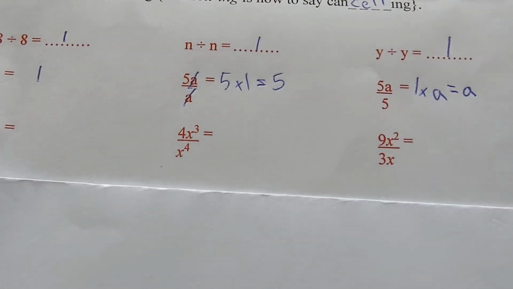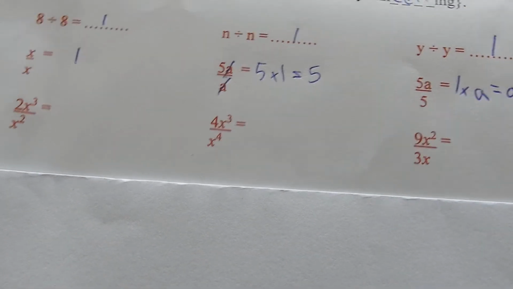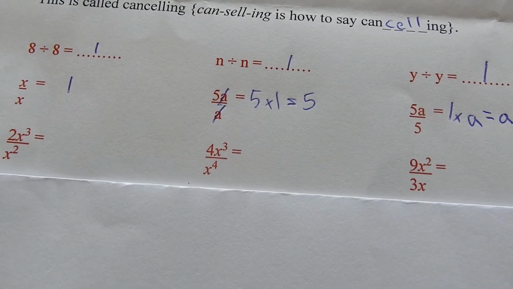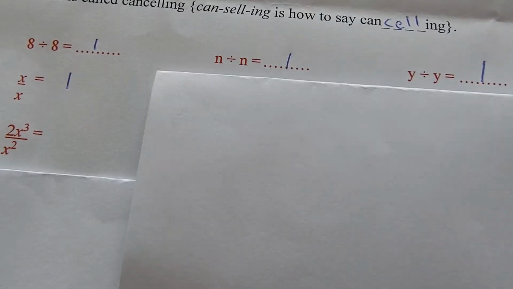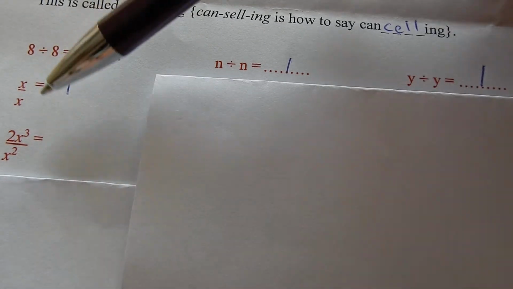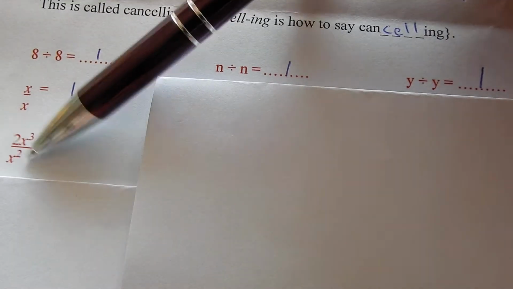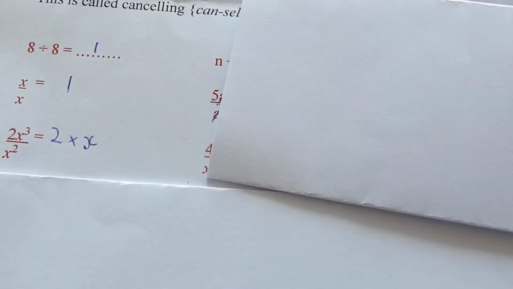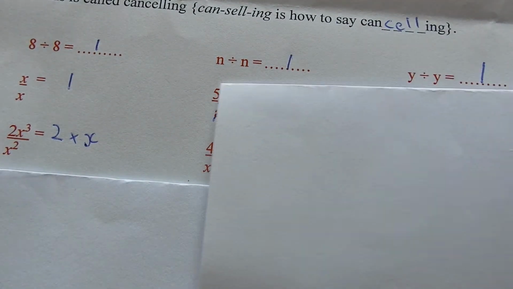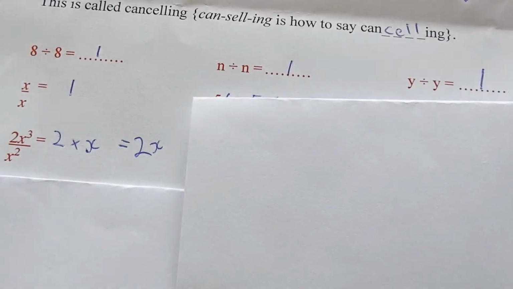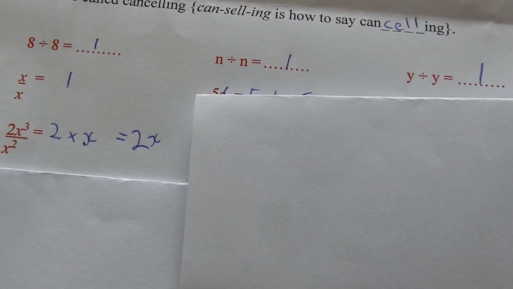Moving down, more complicated ones. Moving that across. Okay. 2x cubed divided by x squared. There's 1 more x on the top than there is on the bottom. And there's a 2 on the top as well. 2 times x. Cool. But we don't leave it as 2 times x. We just write down 2x. Good. Try and keep it neat.